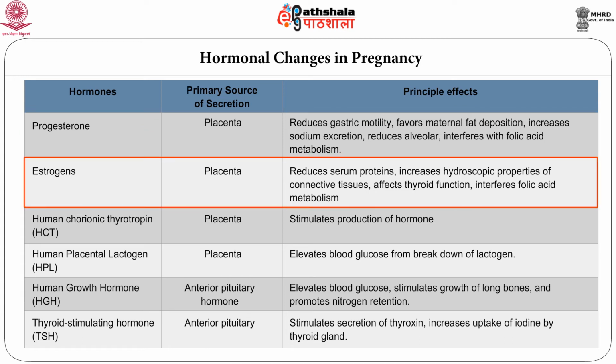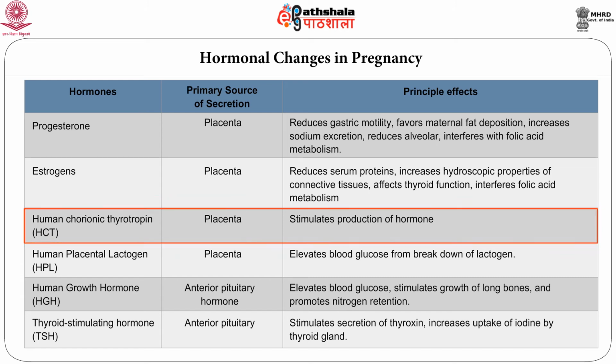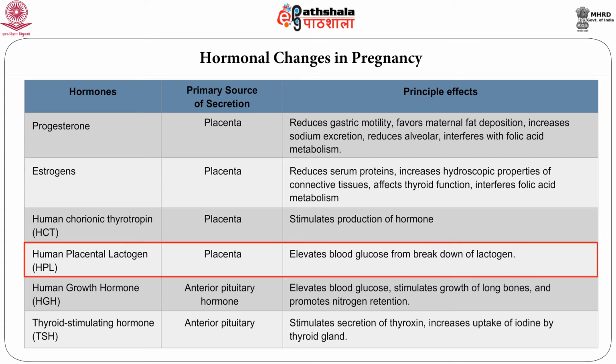The next one, estrogens. These are also secreted in placenta, and it reduces the serum proteins, increases hydroscopic properties of connective tissues, affects thyroid function, interferes with folic acid metabolism. The human chorionic thyrotropin, that is HCT, is also secreted in placenta, stimulates production of hormone. The HPL, which is human placental lactogen, is also secreted in placenta. It elevates blood glucose from breakdown of glycogen.